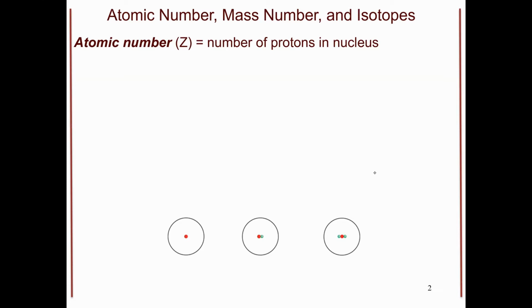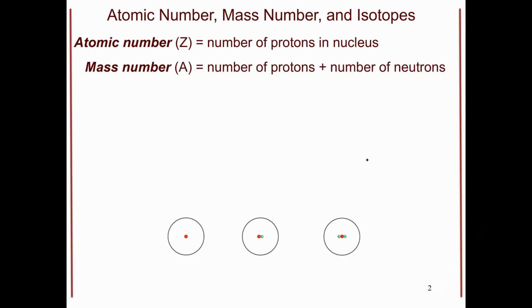First thing that we're going to do is look at the atomic number. This is signified by the letter Z. This is the number of protons in the nucleus. This can be easily found on the periodic table as the number in the middle top of each element's box.